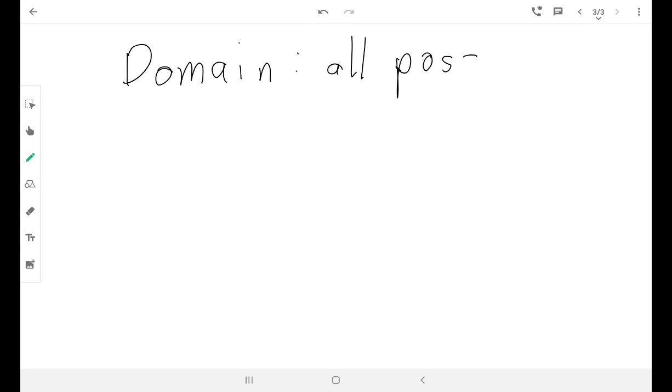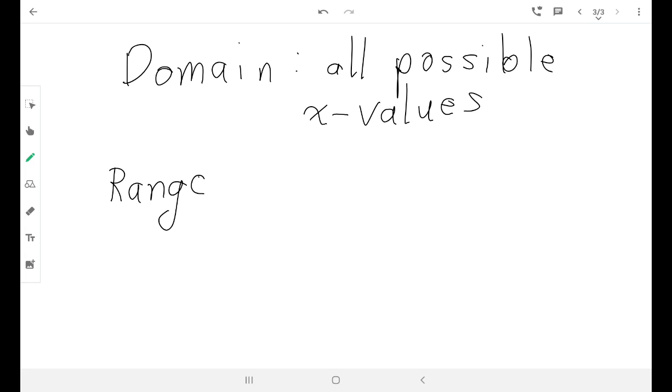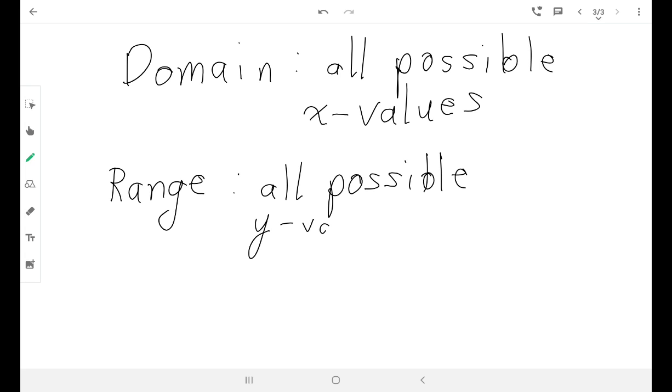Remember that domain is all possible x values for the graph, and range is all possible y values for the graph. I hope this helps.